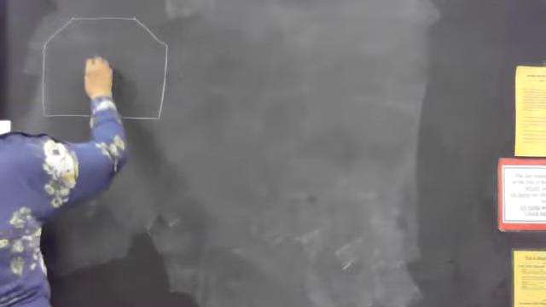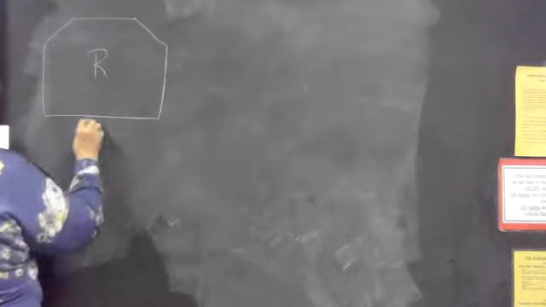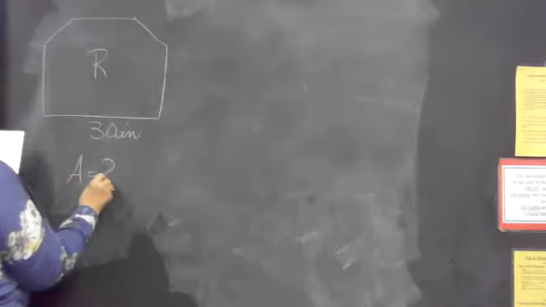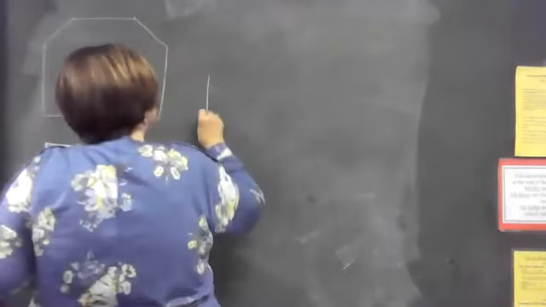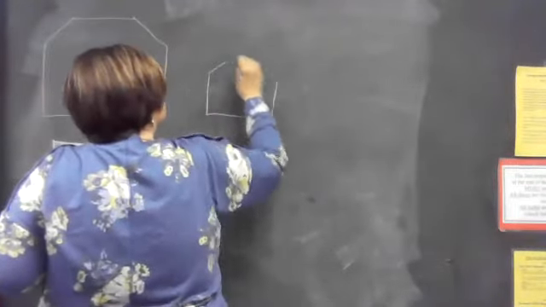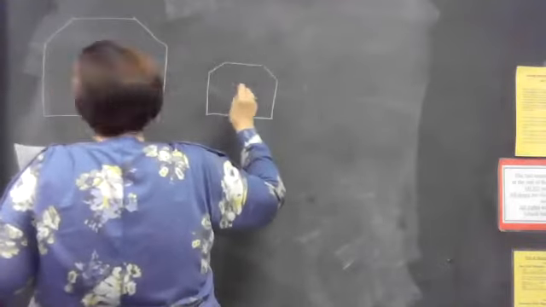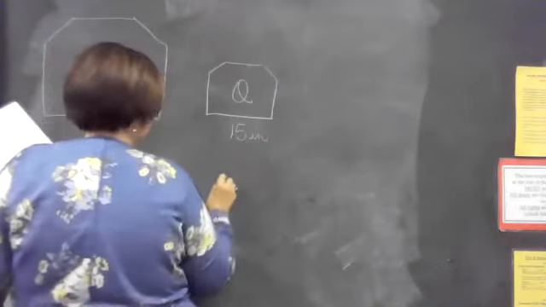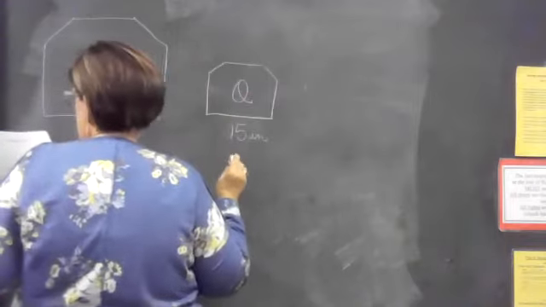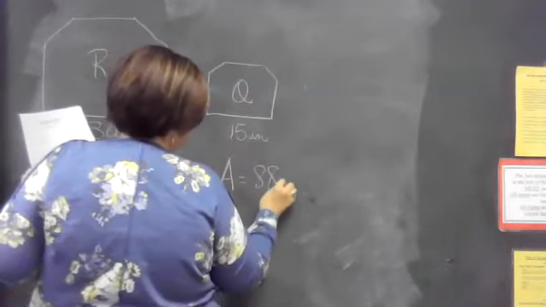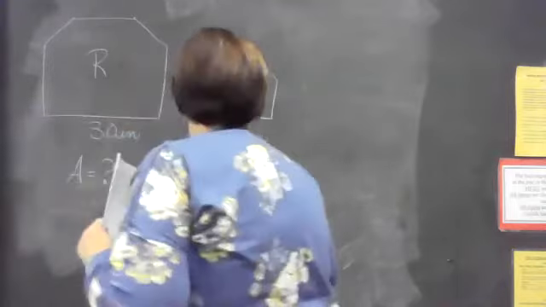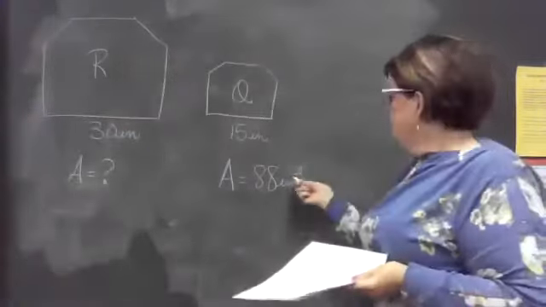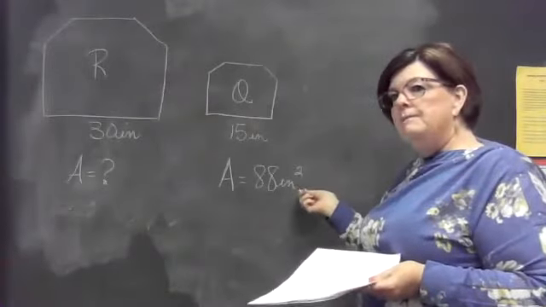And this is R. And they said, this is 30 inches. And the area of this, we don't know. And then they have a little one. And it's Q. And this is 15 inches. And they say the area of this figure right here is 88 inches squared. Notice that whenever you give the answer to area, it's squared. This will remind you, okay?